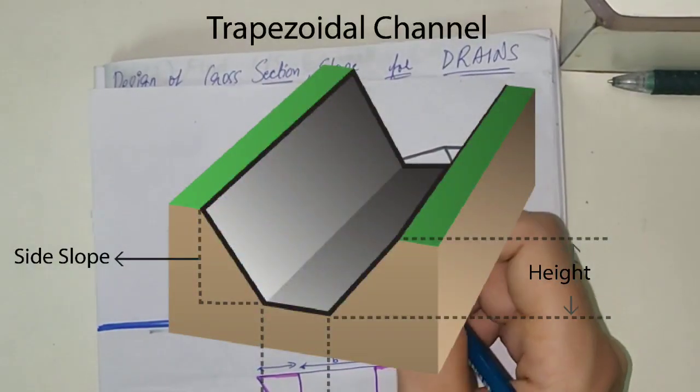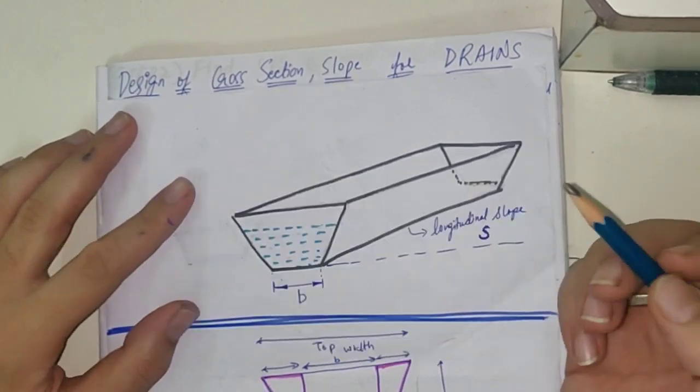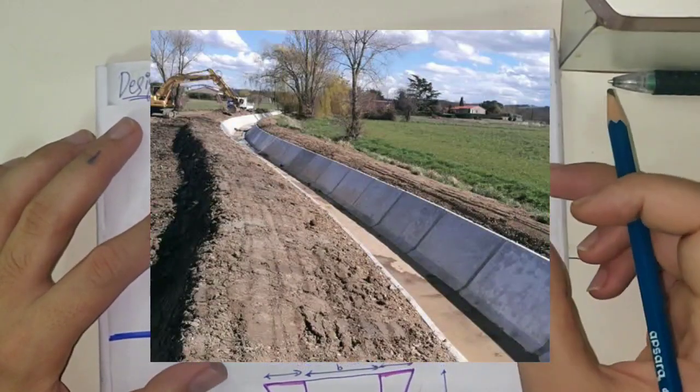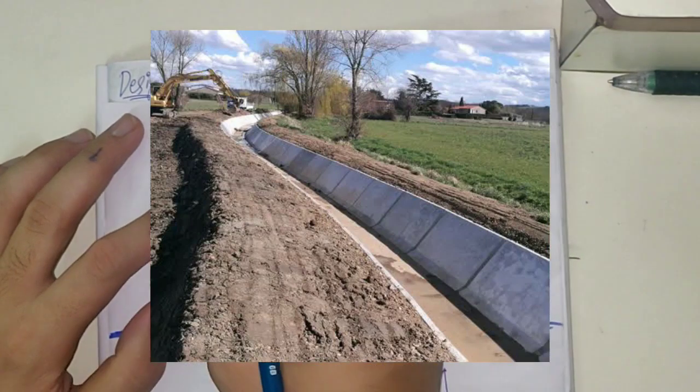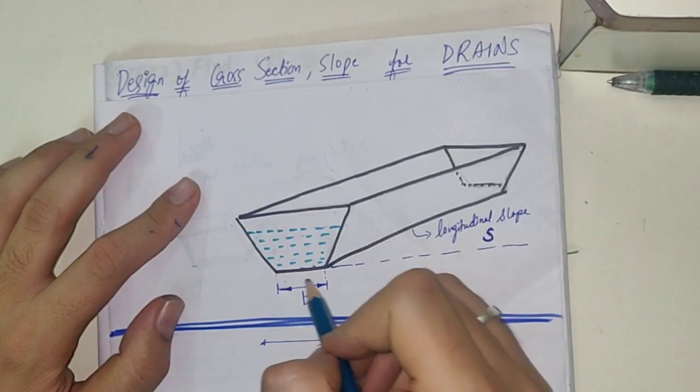Hello everyone. So today we are going to study a topic from module number 5 of highway engineering. The topic is called designing of drains. Okay, so basically you're designing the cross section and you're designing the slope. Okay, so what do you design in a cross section?